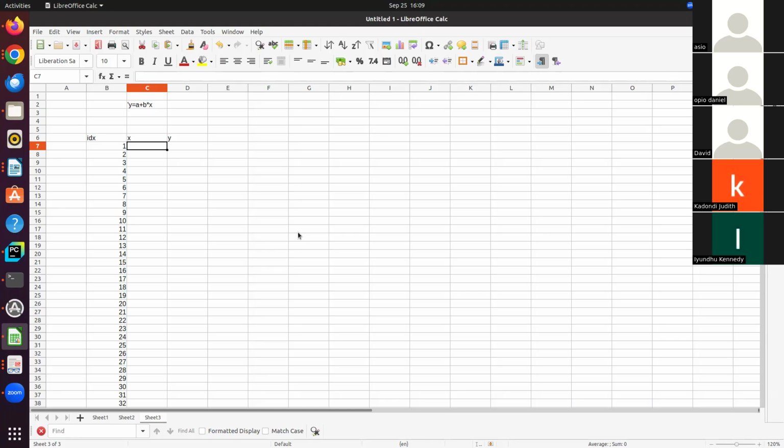How can you do that? Let's go step by step. We take, first of all, 100 x's. What does it mean? I'm just generating some random numbers. There is a function called rand in Excel that basically does that.